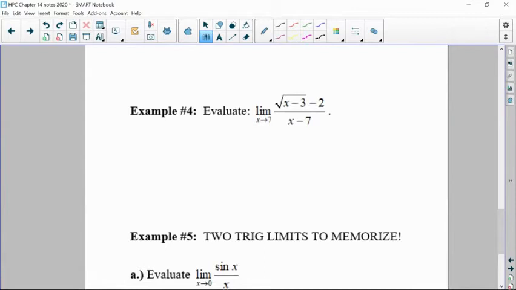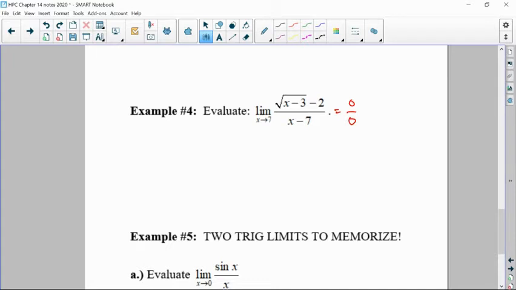Because here, when I try to directly put in 7, 7 minus 3 is 4, the square root of 4 is 2, 2 minus 2 is 0, and then 7 minus 7 is 0. So I have another hole. I have another discontinuity that I'm going to try to remove.